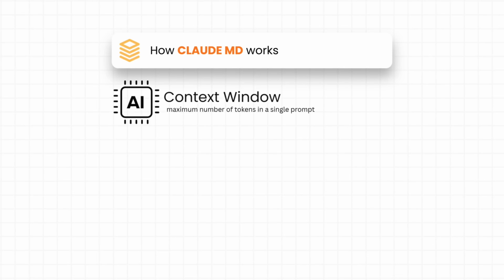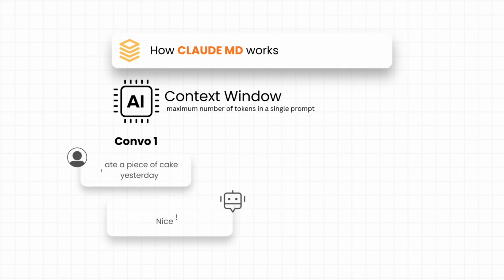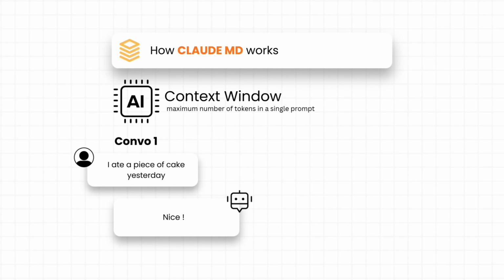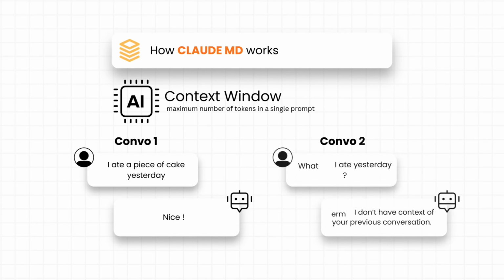AI models have context limits, or we call it the context window. They also don't automatically understand your project's coding standards. Without persistent instruction, every new conversation starts partially from scratch.